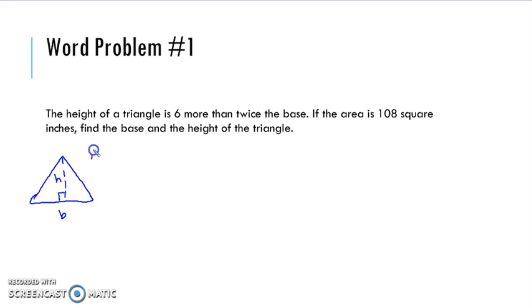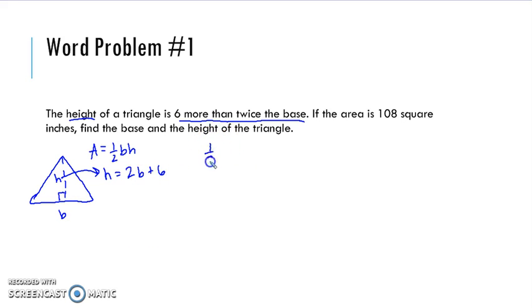Now the area of a triangle is 1/2 base times height. But I cannot solve for a variable if I have more than one. So I've got to rewrite one of the variables in terms of the other. So for this one, I've got the height is 6 more than twice the base, which means I can rewrite the height as 6 more than 2b. So I say 2b plus 6. Now I've got everything with b's in it, so I can plug it in and write my equation.